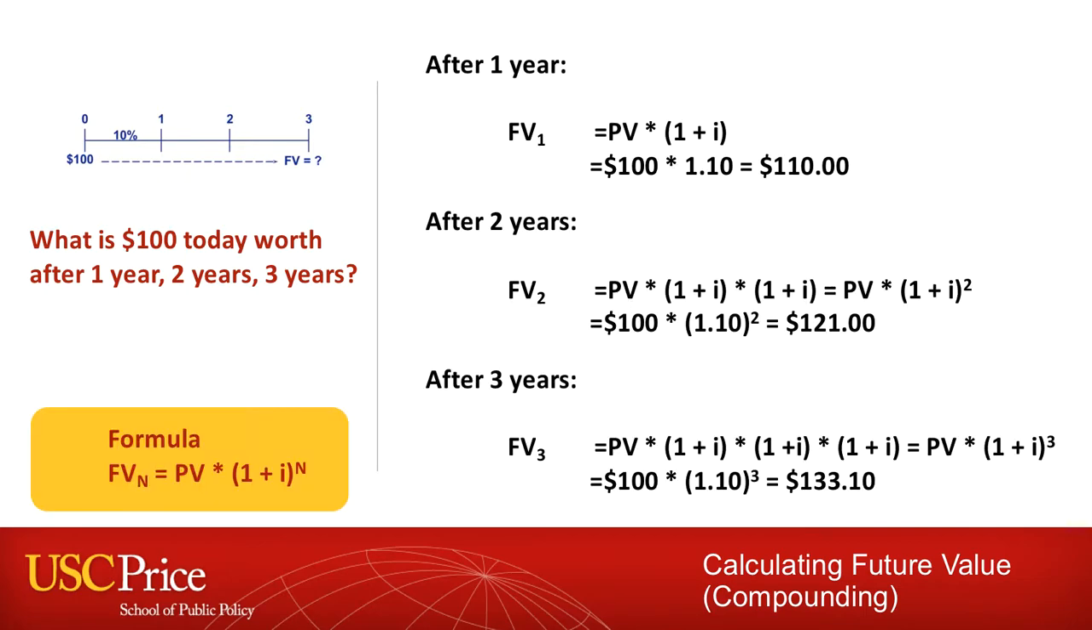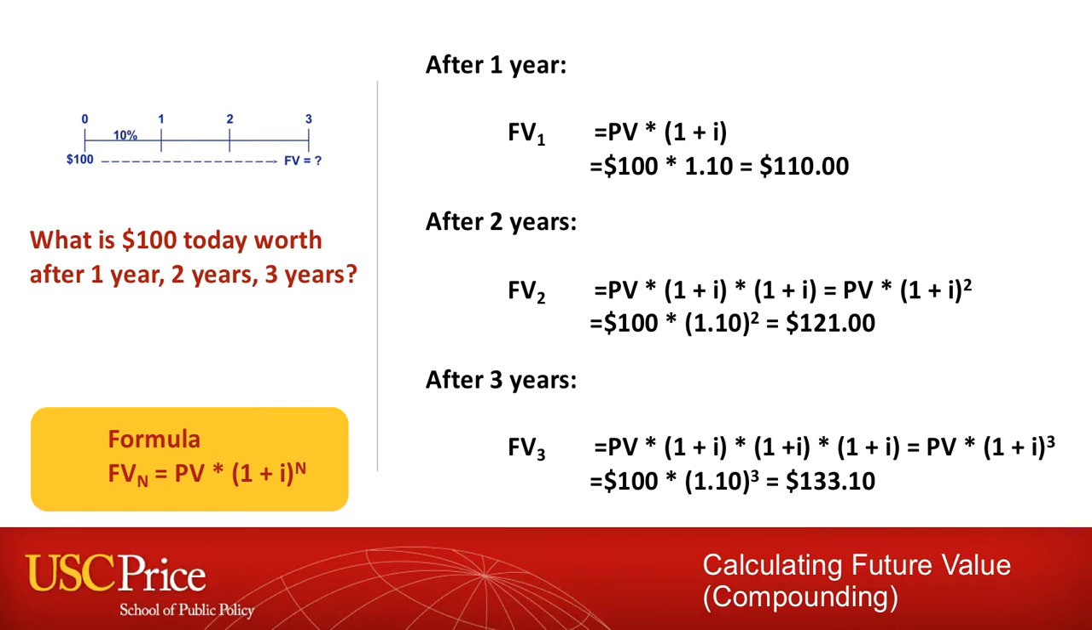Now, I want to look at that math a bit more carefully because it will allow us to extract a formula which will be very helpful. We know that the future value in year 1 is the present value times 1 plus the interest rate. To get the future value in year 2, we take the present value times 1 plus the interest rate times 1 plus the interest rate. We can rewrite this more succinctly to future value equals present value times 1 plus the interest rate squared.